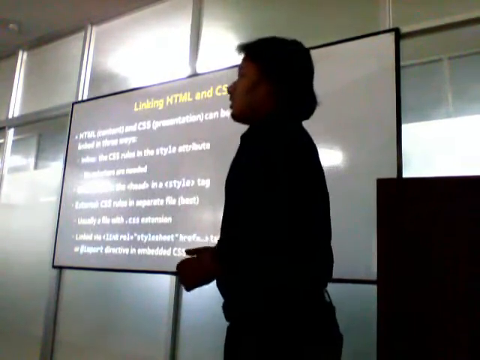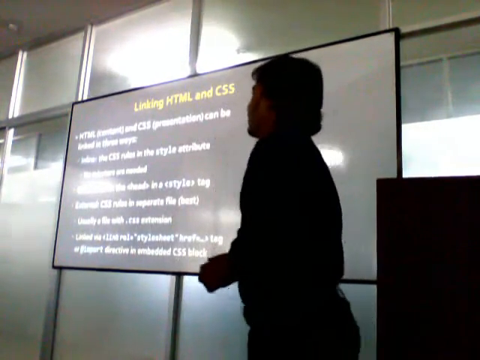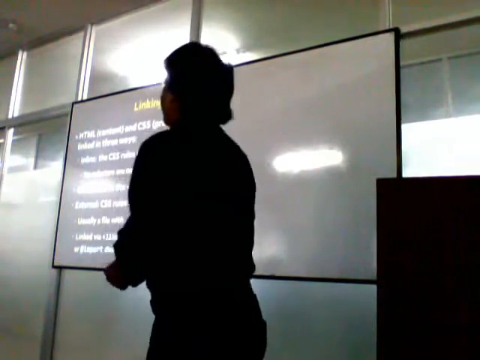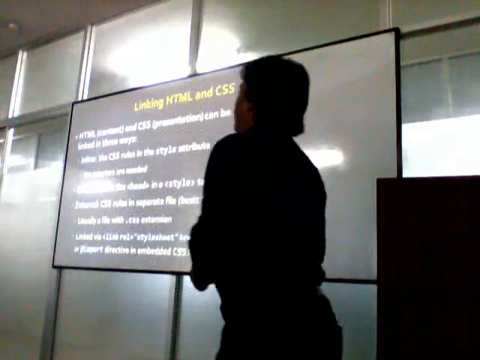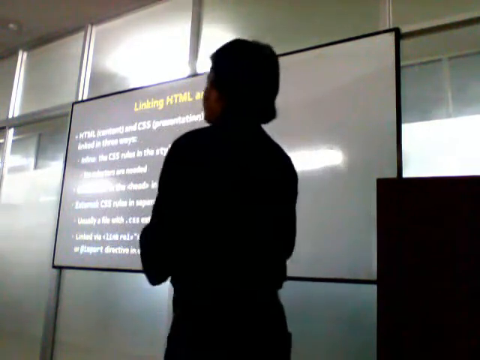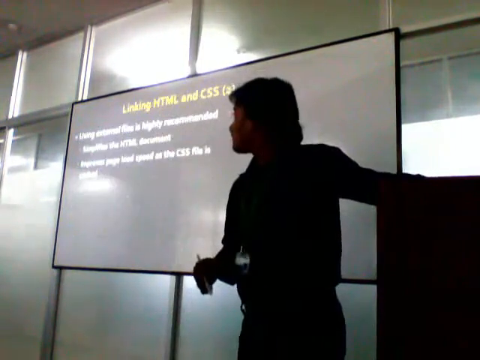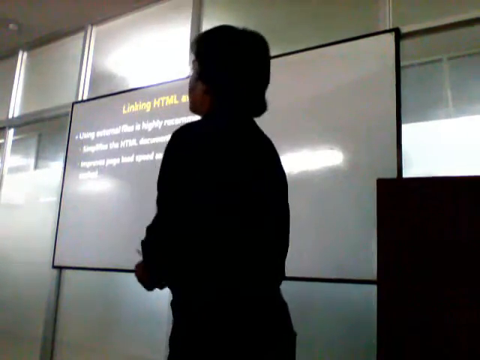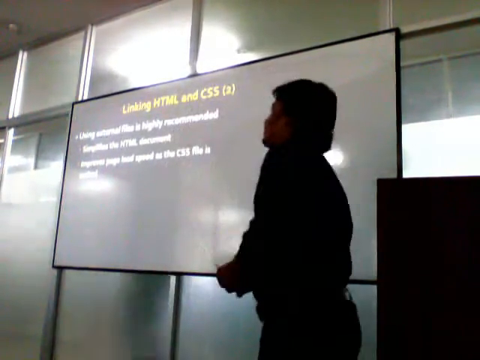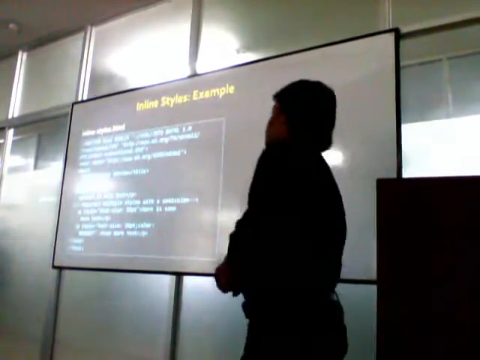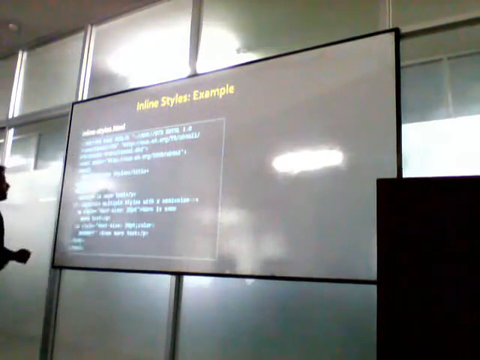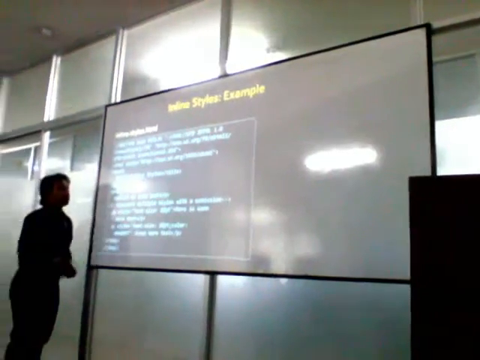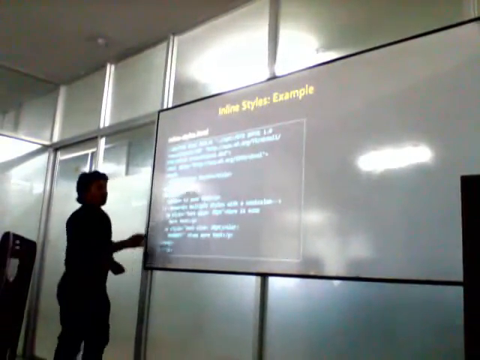Link HTML and CSS. How do we link HTML and CSS? Firstly, there are three types of ways to link them. The first is inline, the second is embedded, and the third is external. Using external linking is highly recommended. Here is an example of inline: in the p tag, the style is equal to font size.